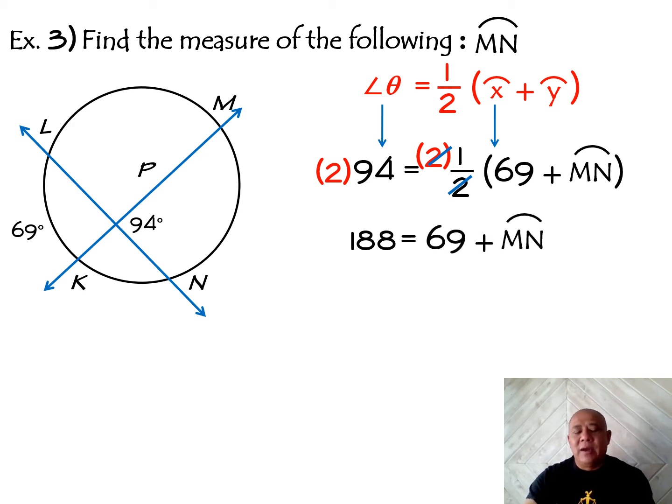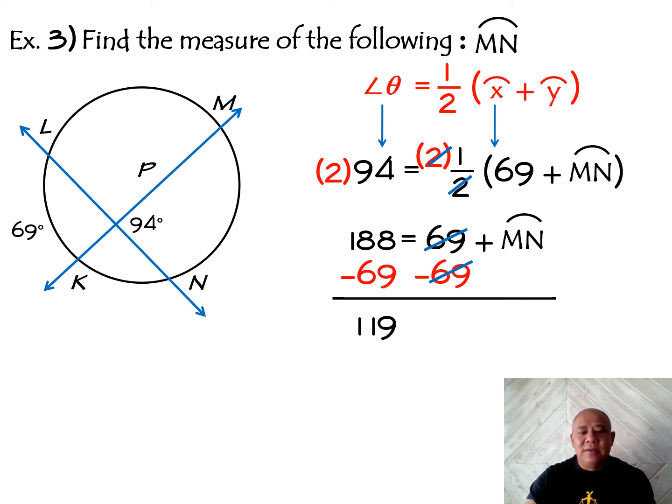Okay, we're almost done now. To find the measure of mn, minus 69, and that gives you 119. So the measure of arc mn is 119. If you understand this, let's go ahead and move on to try number 3.